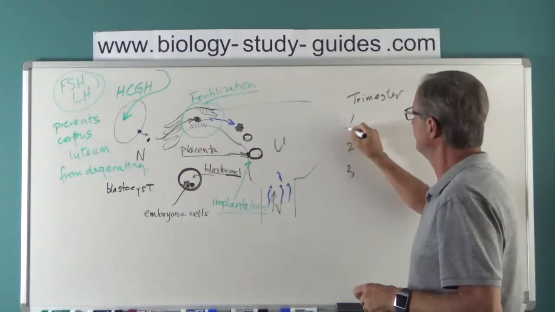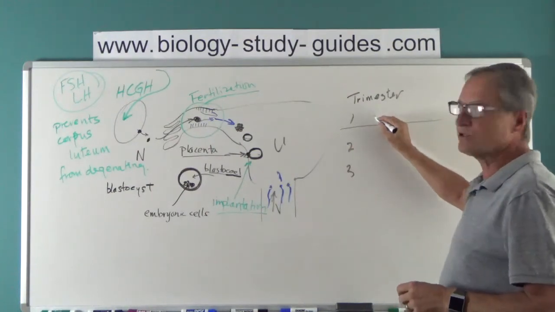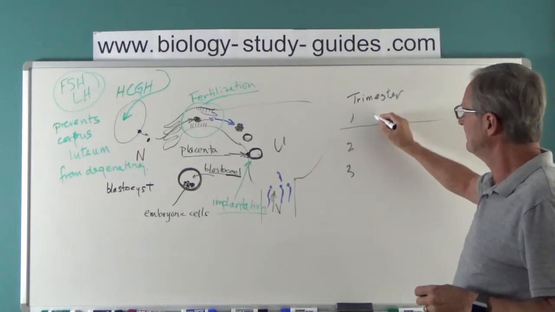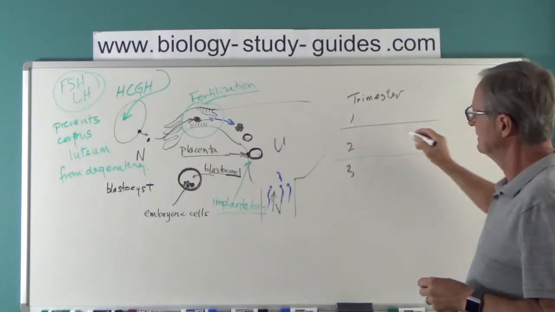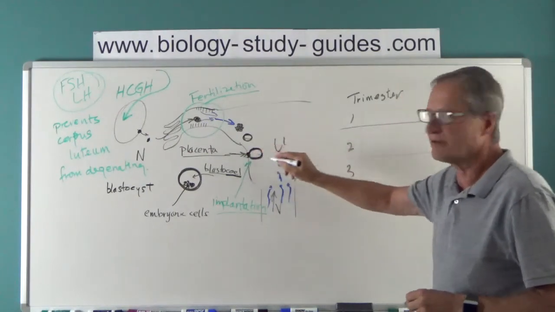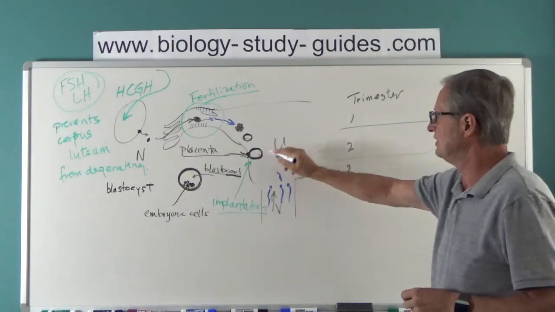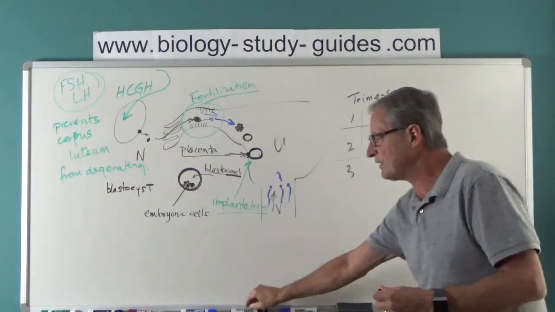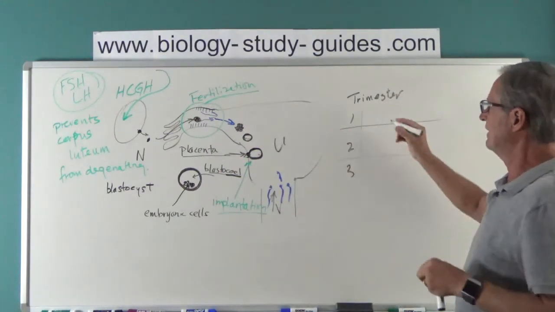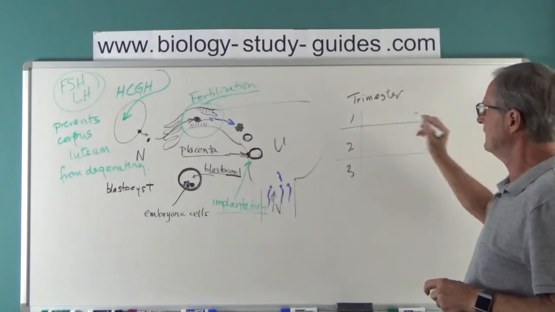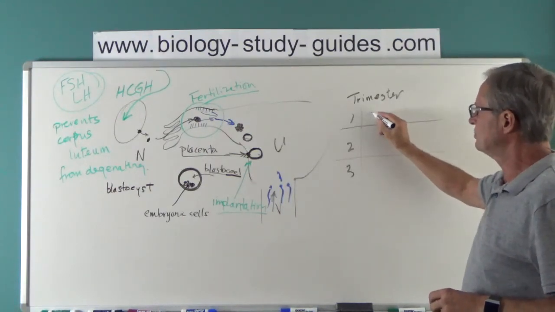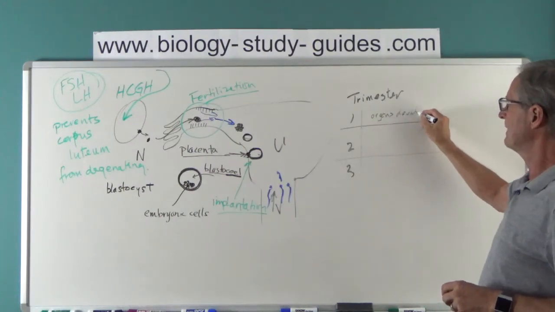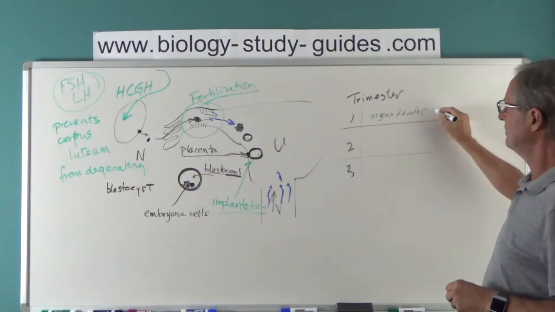The first 10 weeks or so, the first third roughly, is until the placenta starts developing its own HCG. So this period in here is when everything becomes established. It follows implantation. The baby's organs begin to develop. And that sort of thing.